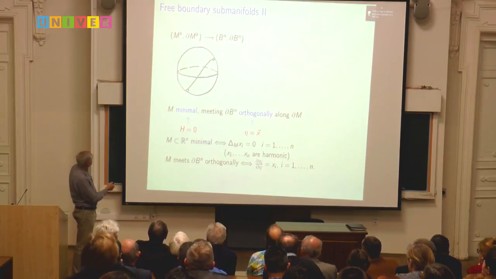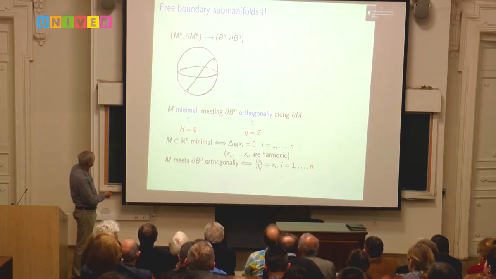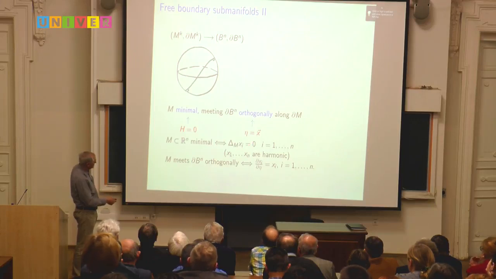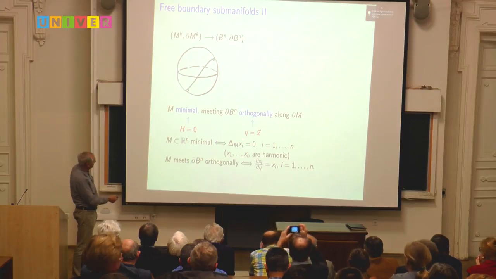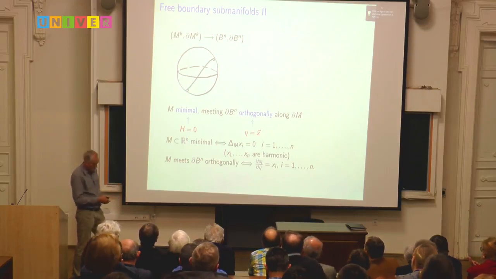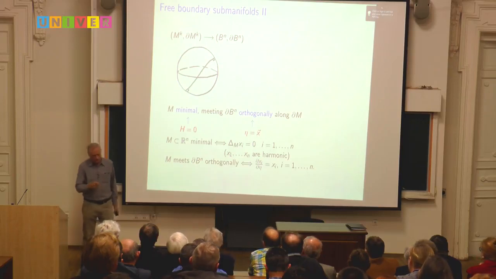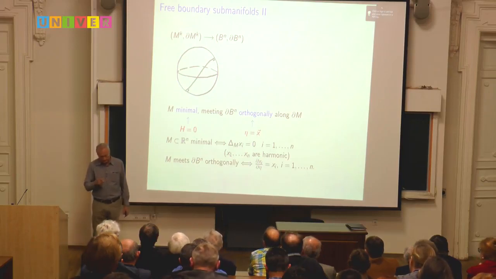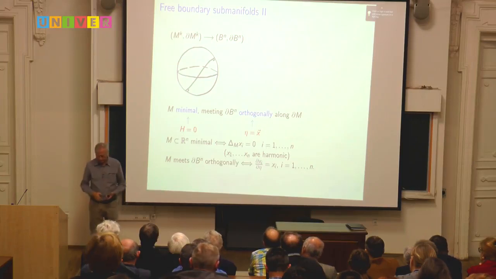Okay, so here's a little picture. If I think of a surface in the ball and it meets the boundary orthogonally, then the minimality condition, that is H equals 0, is equivalent to the Laplacian of the x_i's being 0. And if I take eta to be the outward unit normal, then that's just the position vector x because it meets orthogonally. And the free boundary condition, the orthogonality condition, is just the condition that when I differentiate the position vector in the direction of x, which is the position vector, I reproduce the vector itself.